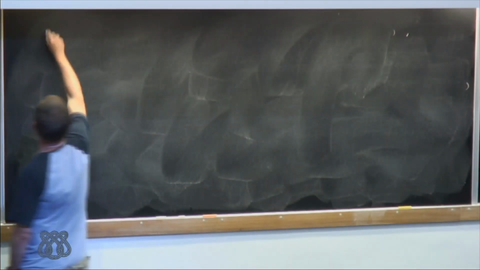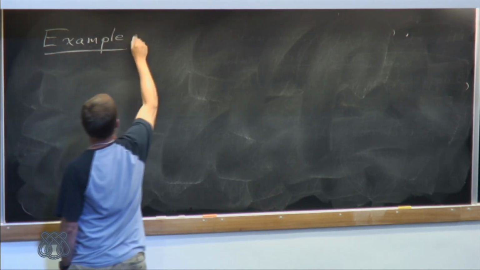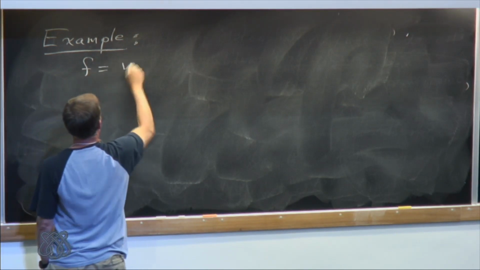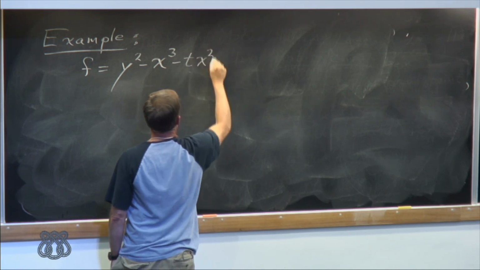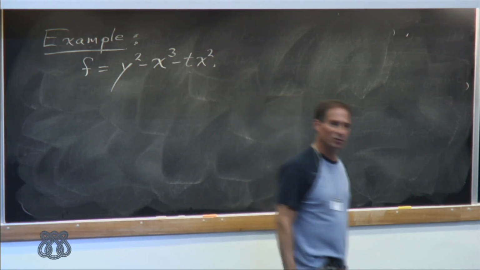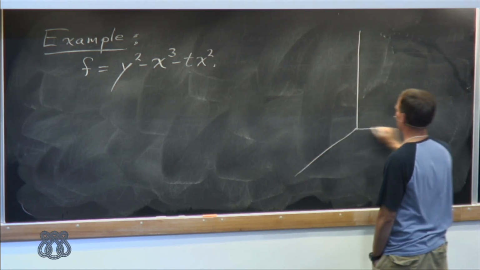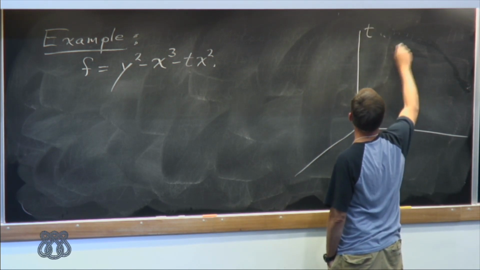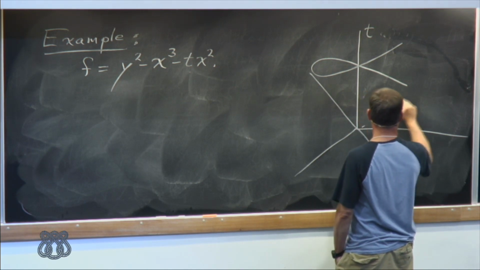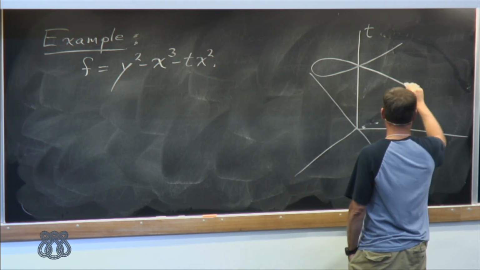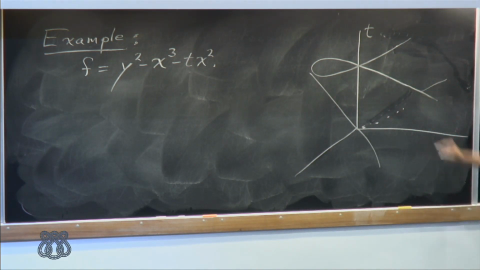Example. Let's let F be y squared minus x cubed minus t x squared. This is the only non-isolated singularity I ever draw. I swear, it is. It's the one I drew for you yesterday. It's a bunch of nodes degenerating to a cusp. You would think, after all these years of drawing nothing but this, I would be better at it. You'd be wrong. All right. Okay.